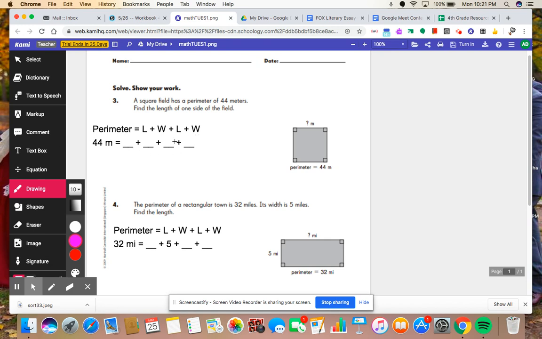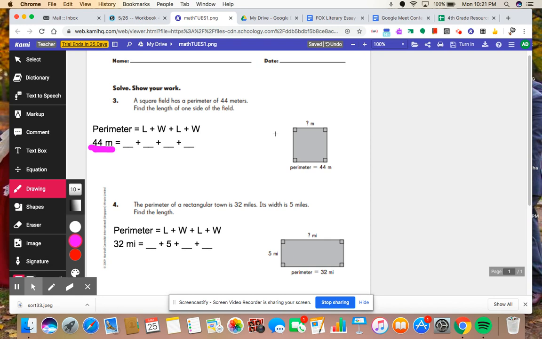Well, let's see what I already have, okay? So do I already have the perimeter? Yes, I already have the perimeter. So let me fill that in. The perimeter is 44 meters, okay? Equals blank, because we don't know the length, plus blank, we don't know the width, plus blank, we don't know the length, plus width, we don't know the width, okay?